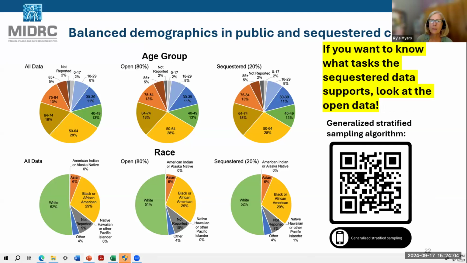So I get the question all the time: I want to know what kinds of tasks the sequestered data might support. What kinds of evaluations might you be able to do? My answer back is to say, well, look at the open data. That tells you, without telling you case-by-case line data, what's in the sequestered data. If the data in the open commons would be suitable for developing your algorithm, then I have data in the sequestered commons that reflects a similar set of populations for that.